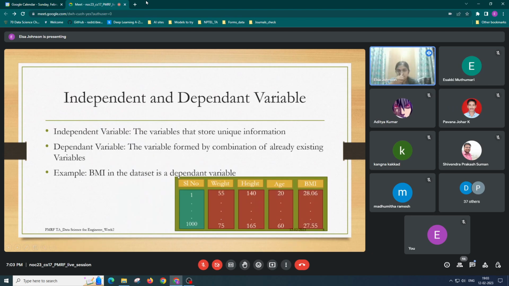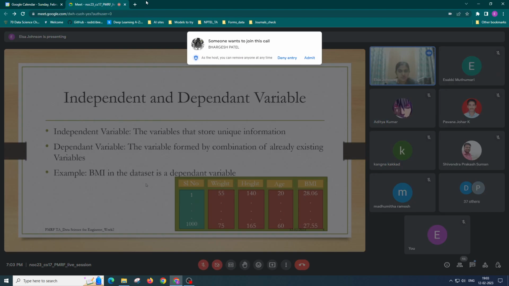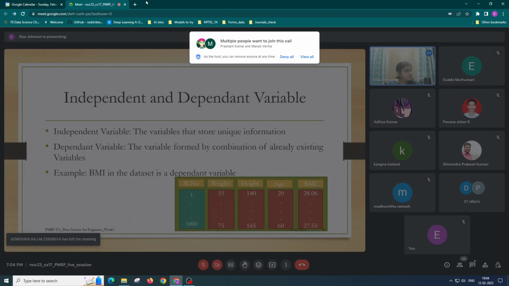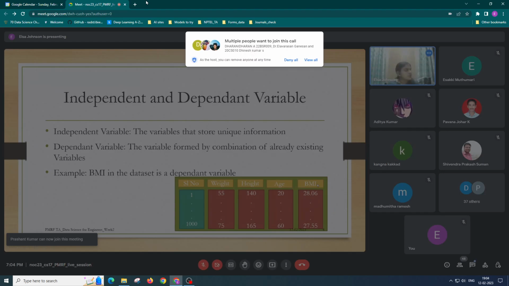Now, independent and dependent variables. So, an independent variable is a variable that stores unique information, and a dependent variable is a variable formed by the combination of already existing variables. Okay. So, I've shown an example of a dependent variable here. So, there is the height, weight, age, and BMI. So, can you tell me the relation of BMI with weight and height?